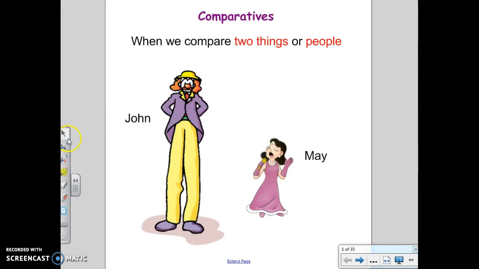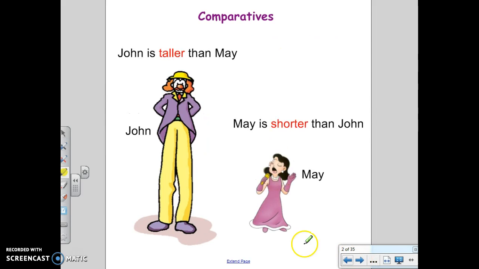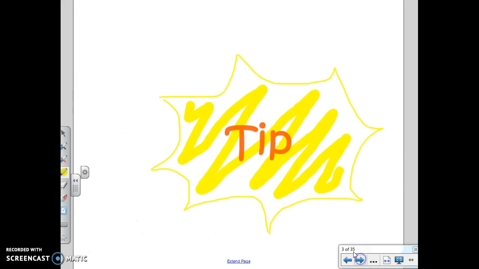Good morning, students. Today I'm going to talk about comparative and superlative. First, when you think about comparative, think about the word compare. When we compare two things or two people, we are going to use comparative. Just like here, John is taller than May and May is shorter than John.